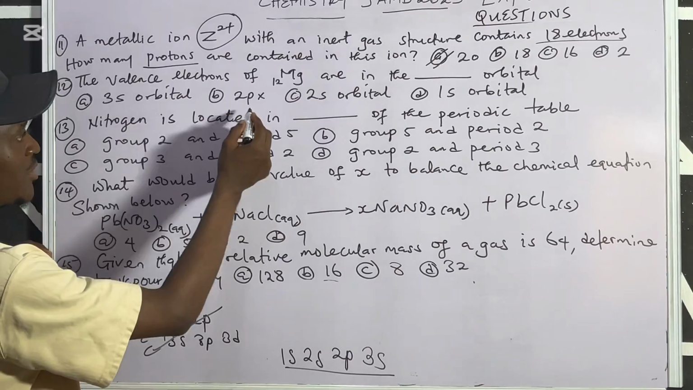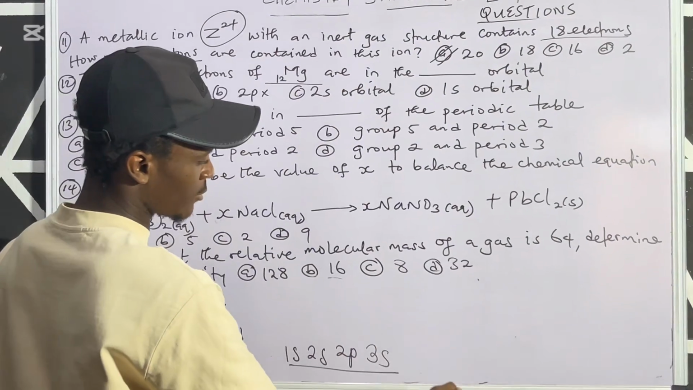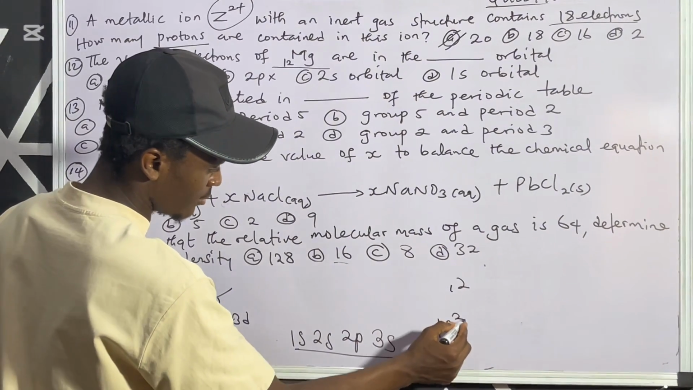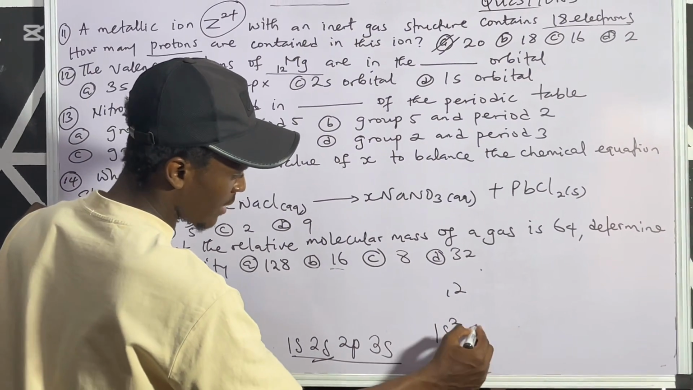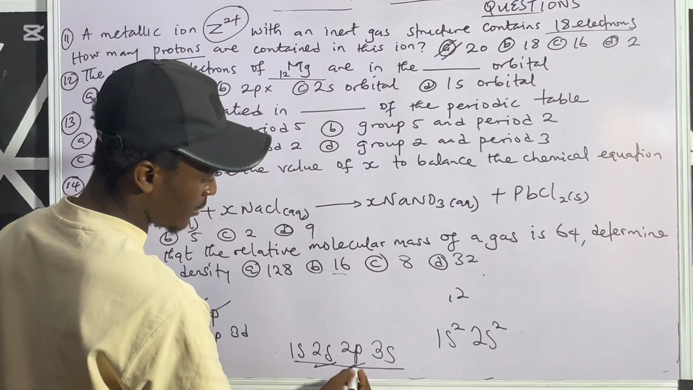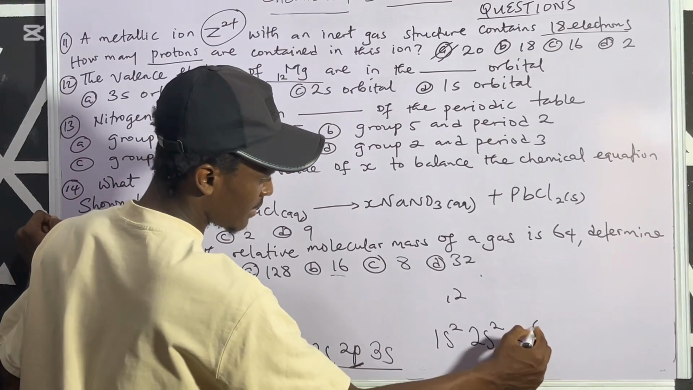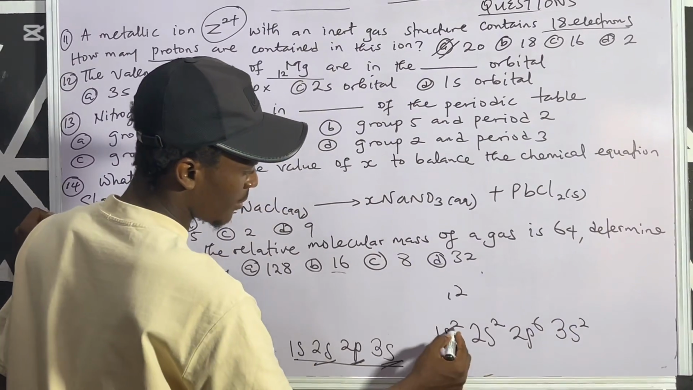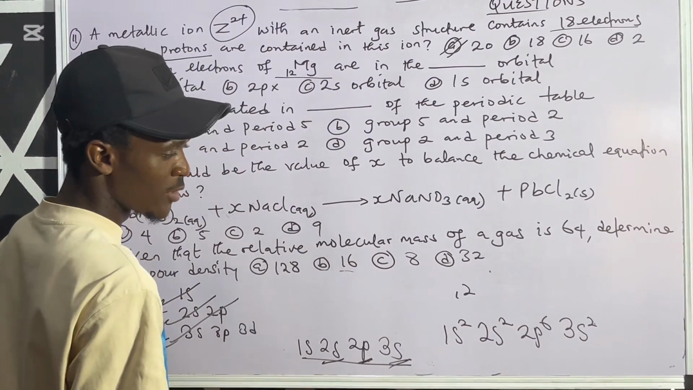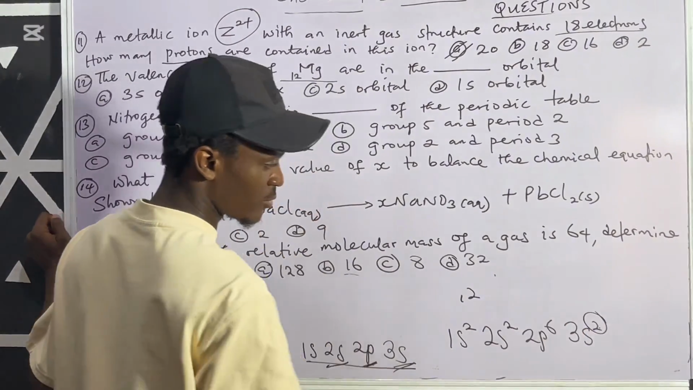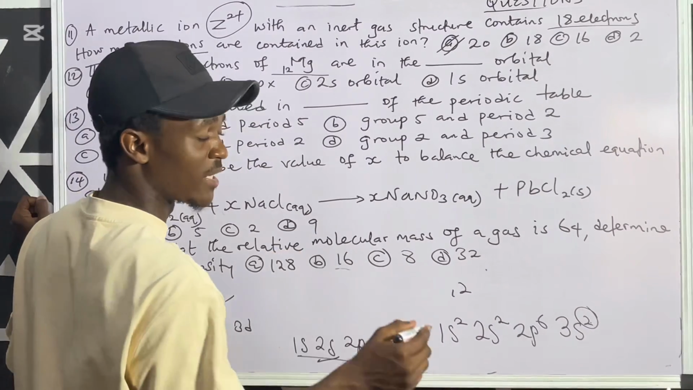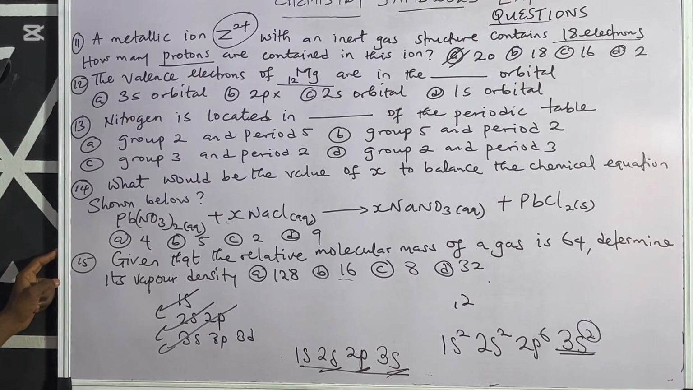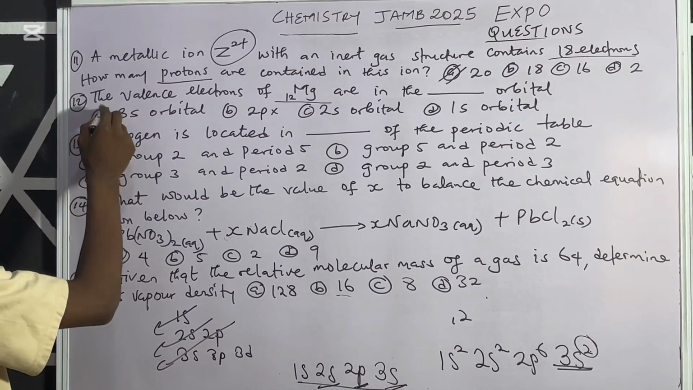Remember that this Mg12 has a total of 12 electrons. So it means our 1s will take 2. So 1s2. Our 2s will also take 2. 2s2. Then our 2p will take what? 6. 2p6. And the last one, 3s, will take what? 2. 3s2. If you sum up these numbers now, it gives what? 12. So these last 2 electrons, which are the valence electrons, what orbital can you find them? In the 3s orbital. So the correct option is option A.